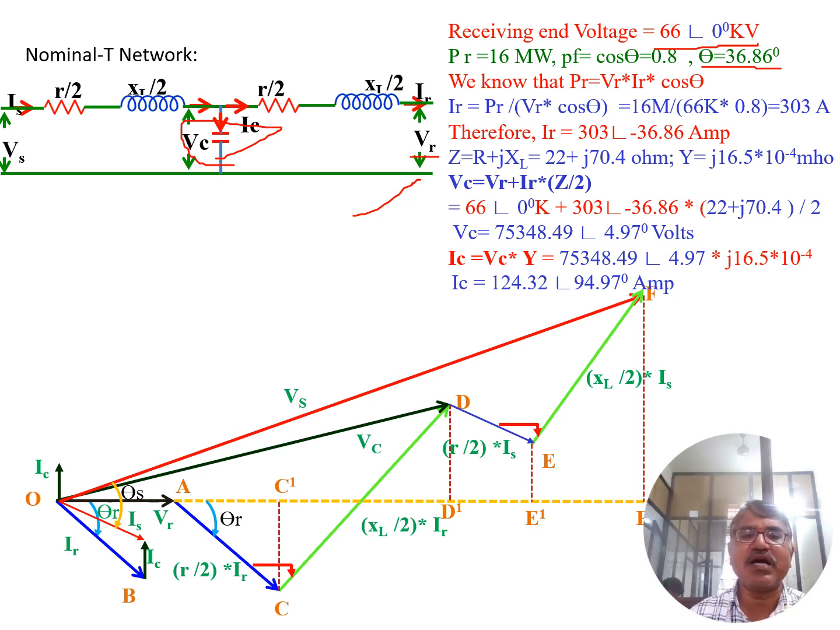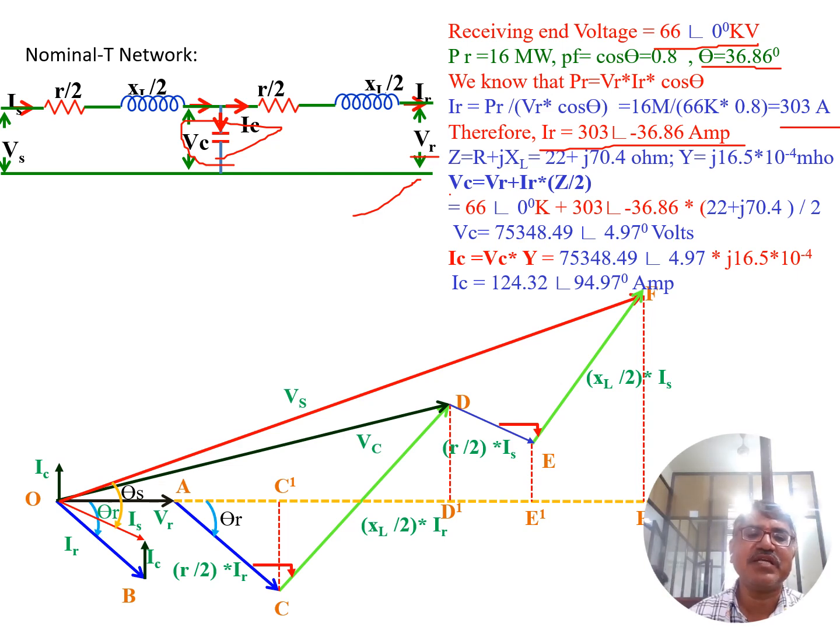Same formula IR is equal to PR divided by VR into cos theta R, that is also calculated as 303. So with respect to the voltage, it lags by minus 36.86, that's why ఇది మనం లాగింగ్ యాంగిల్ కాబట్టి మైనస్ సైన్తో డిపెండ్ చేస్తాం మనం ఇక్కడ, minus 36.86. Impedance is R plus J into XL, capacitive admittance is equal to this one, and next one is the unknown voltage VC. సో VC మనం ఎలా క్యాలిక్యులేట్ చేస్తాం, జస్ట్ ఇక్కడ కూడా మనం ఇంప్లిమెంట్ చేసేది KVL.